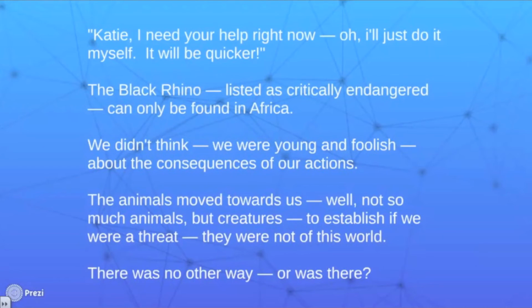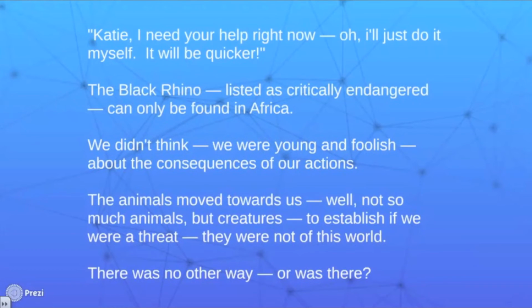The second example we've got, "The black rhino, listed as critically endangered, can only be found in Africa." So we've almost got the use of brackets here, but we've used the em dash instead, and the most important point is that they're listed as critically endangered. So we've got the pair of em dashes to emphasise that point.